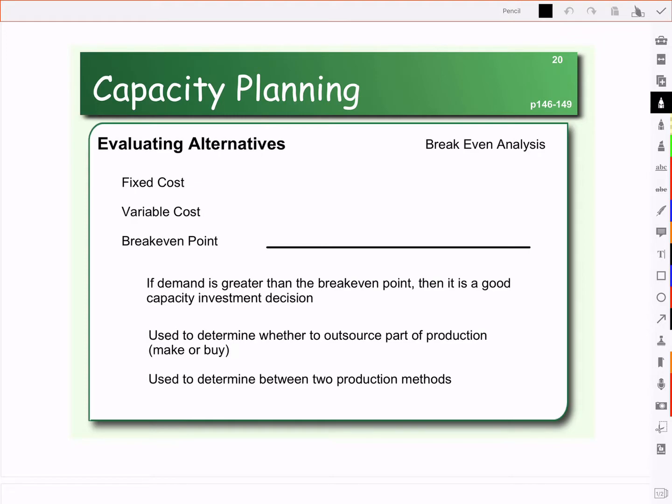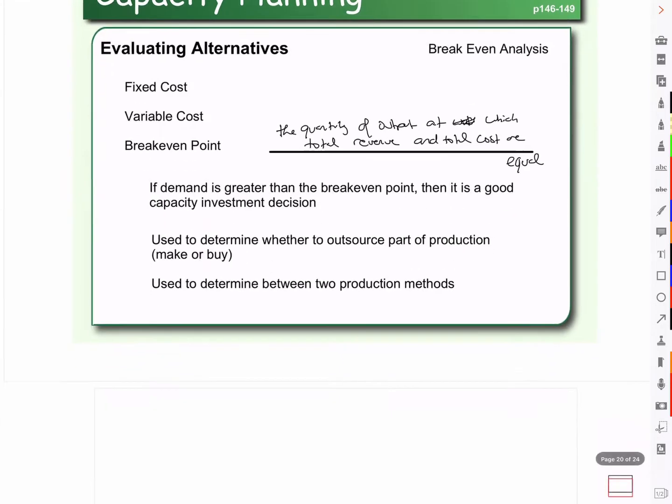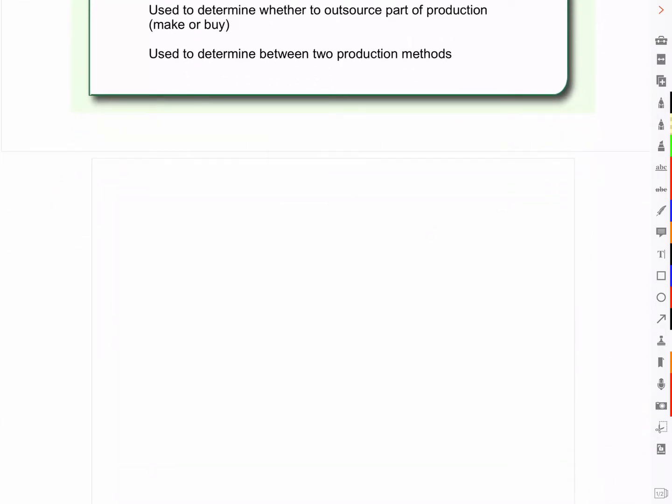So we're going to look for what's called the break-even point, and the break-even point is the quantity of output at which total revenue and total cost are equal. We can actually find a formula for break-even. So we're just going to spend a moment and derive that formula. You just need to know what that formula is, but let's look at where it comes from.